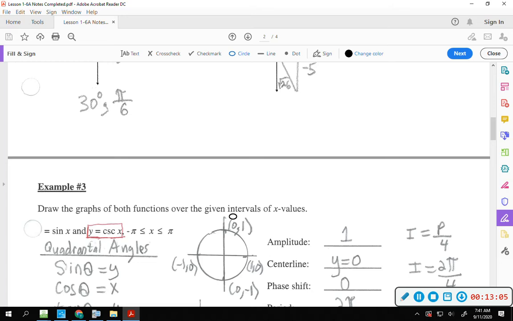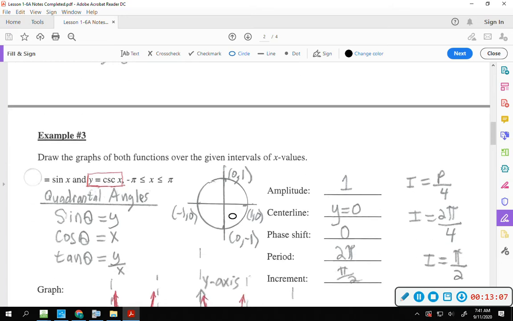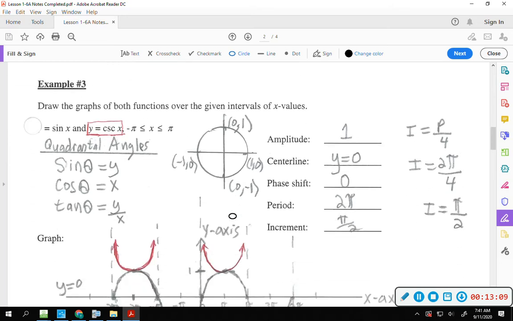And then the other part that you have to be able to do is you have to be able to graph some of these trig functions. So we're going to draw, this says y equals sine of x and y equals cosecant of x from negative pi to pi. I actually drew it further than this just so that you get used to it.